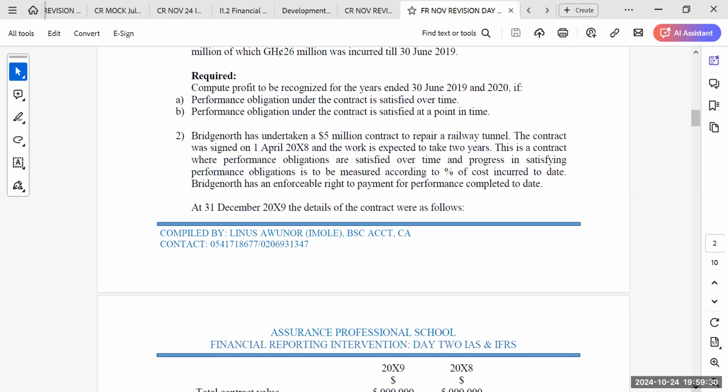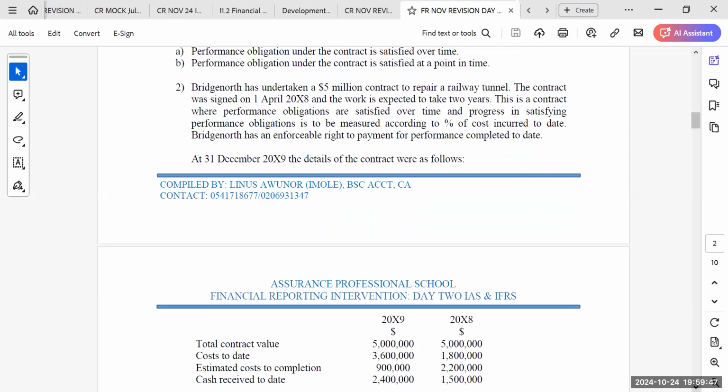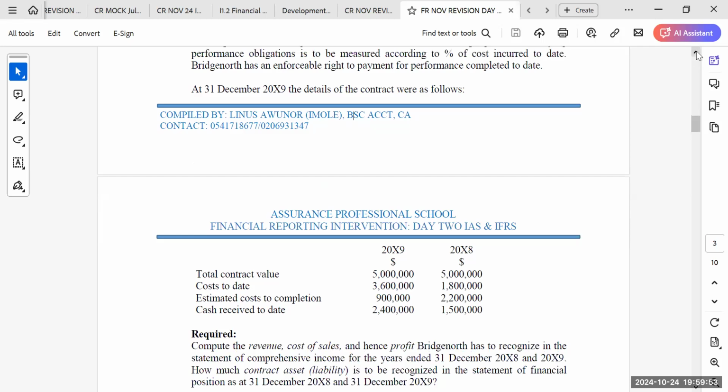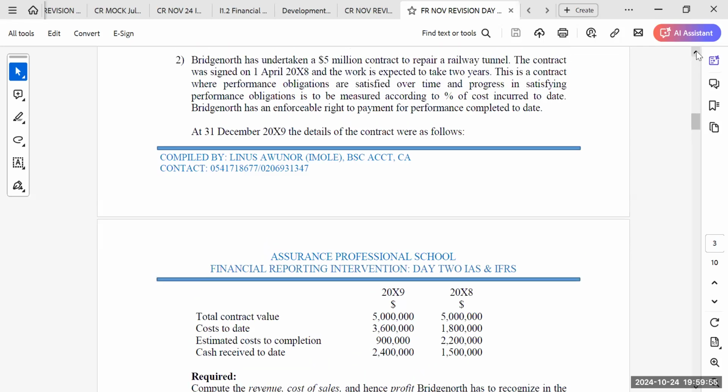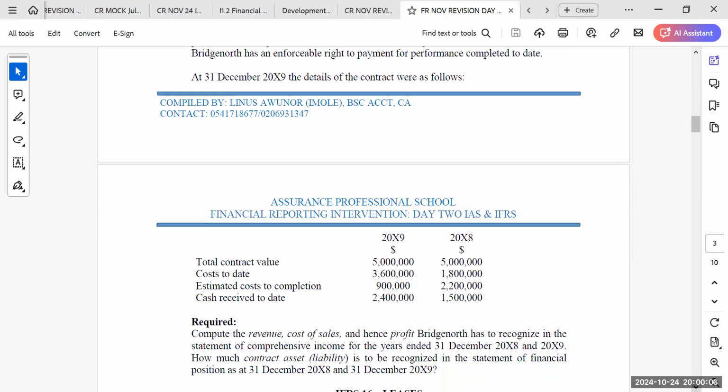As at 31st December 20X9, the details of the contract were as follows. So we have 20X9 and 20X8 with information relating to them: total contract value, cost to date, estimated cost to completion, and cash received to date. Required: compute the revenue, cost of sales, and hence profits Bridge North has to recognize in the statement of comprehensive income for the years ended 31st December 20X8 and 20X9. How much contract asset (or liability) is to be recognized in the statements of financial position as at 31st December 20X8 and 31st December 20X9?